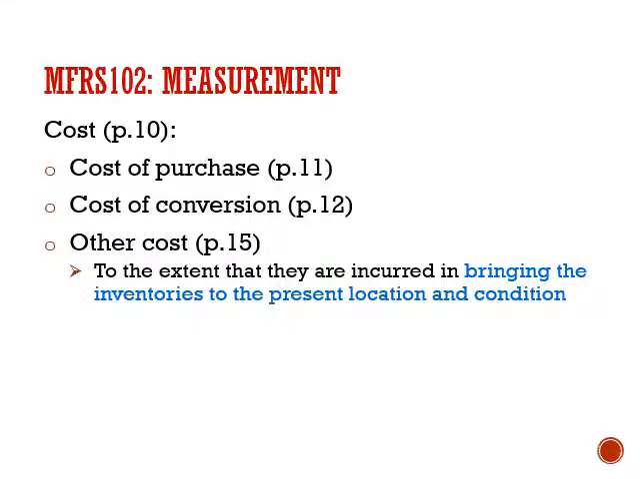As for other costs, paragraph 15 explains that it shall be the cost to bring the inventories to the present location and condition. Present location would include the transportation cost to bring the goods to the current locations or to our warehouse. Present condition refers to the condition where the goods are ready to be sold, which may include special storage costs, and if we manufacture our own goods, we might also include the abnormal amounts of waste produced as a result of the production process, but the amount must be significant enough to be included in the cost.